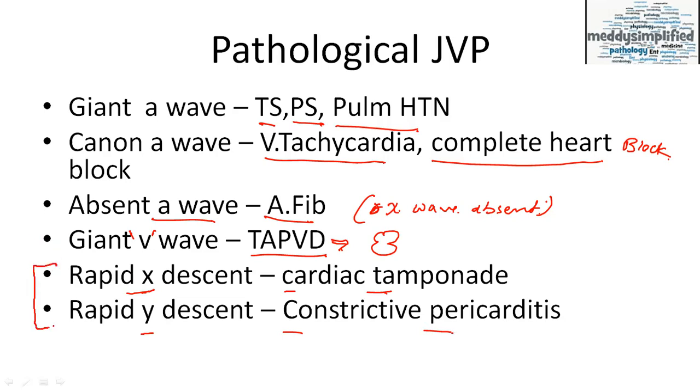How to remember these two? There is a mnemonic, PAY TAX. What is it? PAY TAX. Rapid X descent occurs in tamponade, rapid Y descent occurs in pericarditis. So PAY TAX, or pericarditis Y descent, tamponade X descent. So this is a mnemonic to remember them.